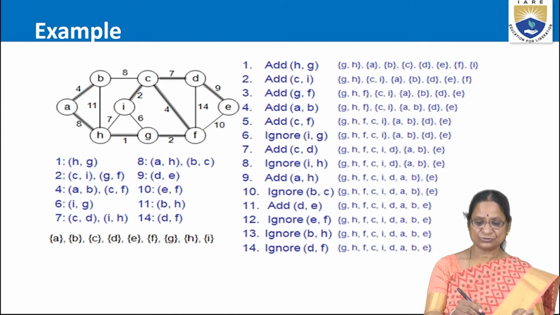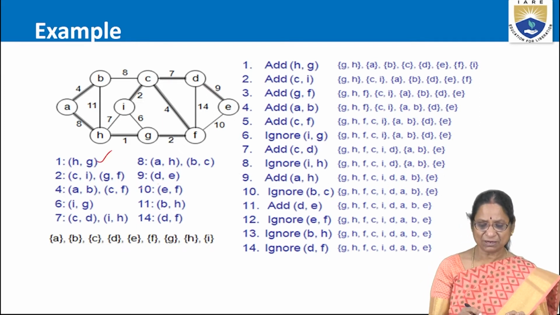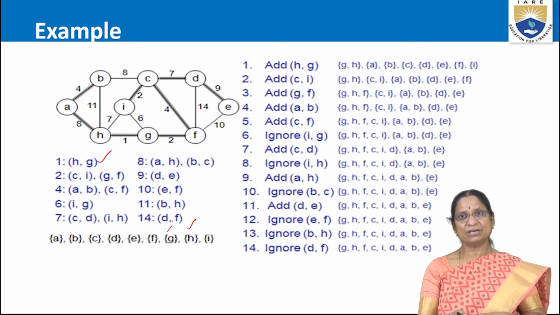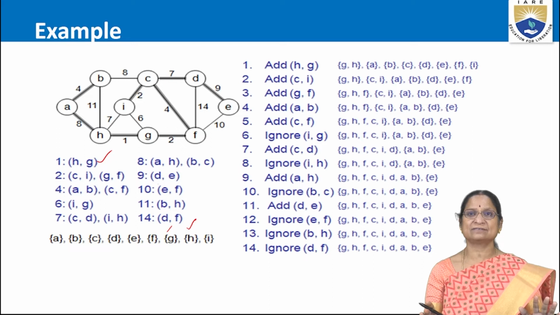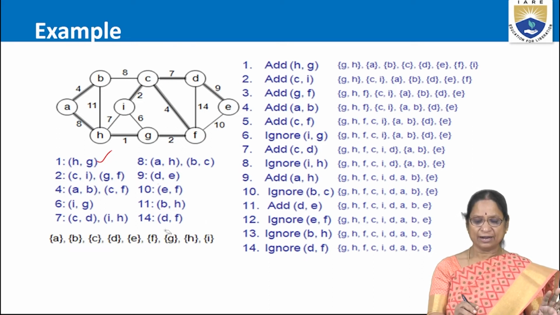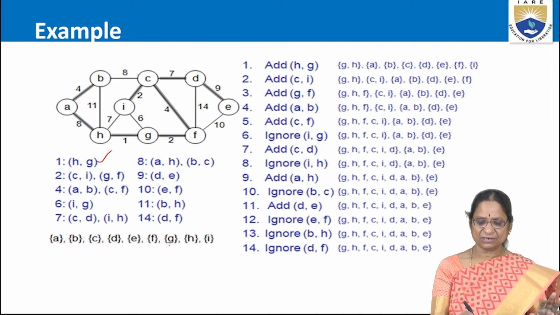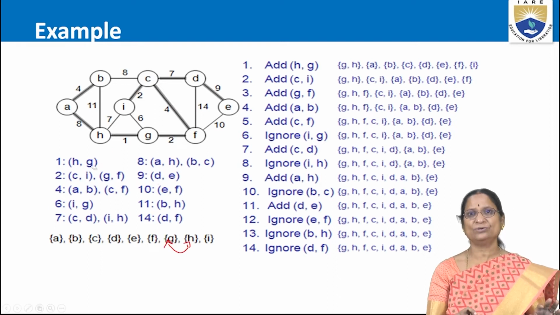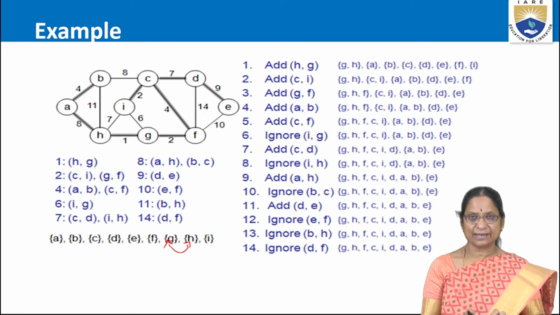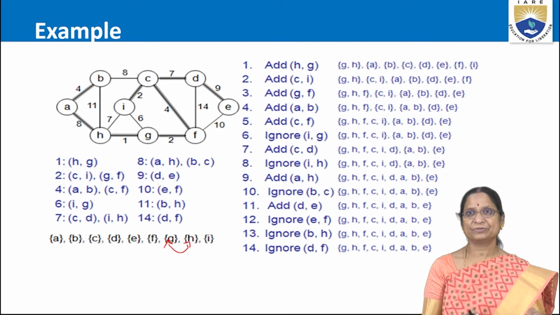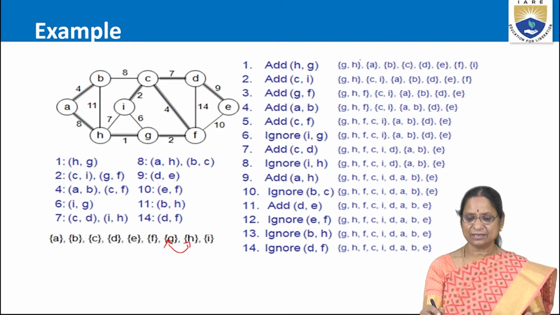First, which edge am I supposed to add? HG. H belongs to which tree? This is H, and G belongs to this tree. Whenever an edge is to be added, if both vertices belong to different trees, add it. Adding means the respective trees must be unioned. That means this G set and H set must get unioned. That means add HG.